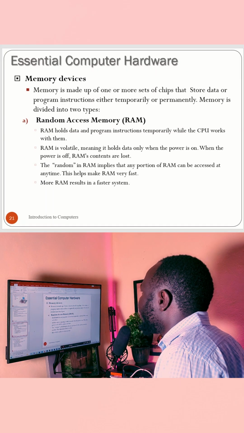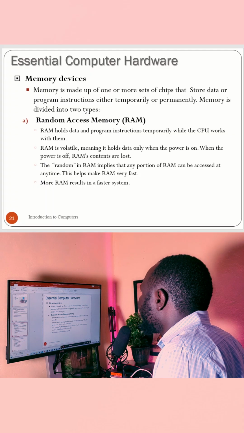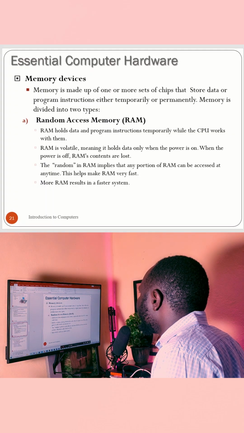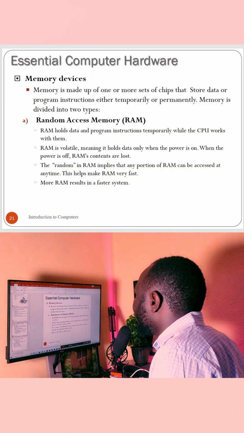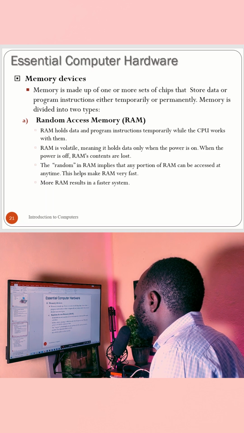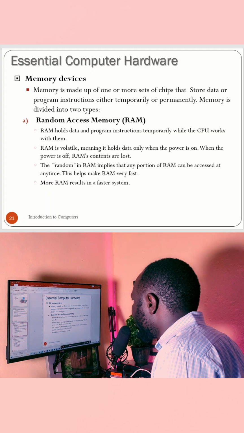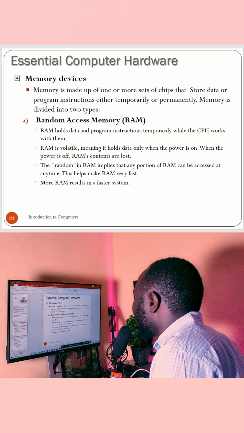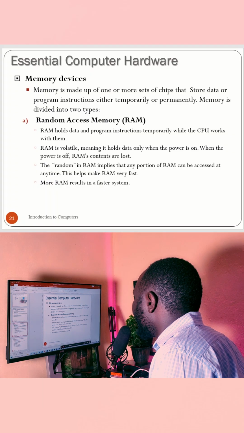Then we also have the memory. Memory is made up of one or more sets of chips that store the data and program instructions either temporarily or permanently. Memory is divided into two types. We have the random access memory that holds the data and program instructions temporarily while the CPU is working with them. I explained this earlier. RAM is volatile, meaning it holds the data only when the computer is powered on. When the power is off, the RAM's content is lost.